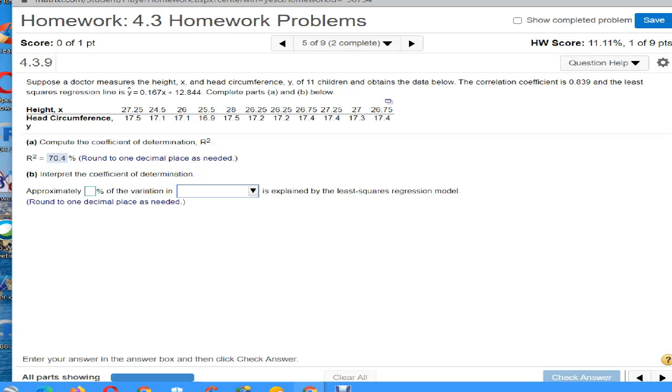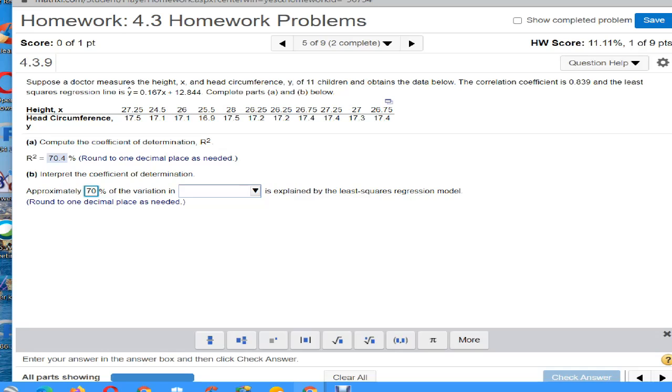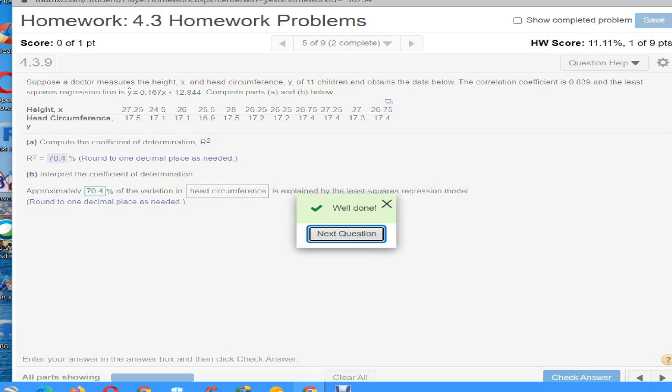Now I'm just going to fill in the blanks. Now this number, you just copy it down over here: 70.4% of the variation in the y variable, head circumference, is explained by the least squares regression model. And that's how you do question number 5.